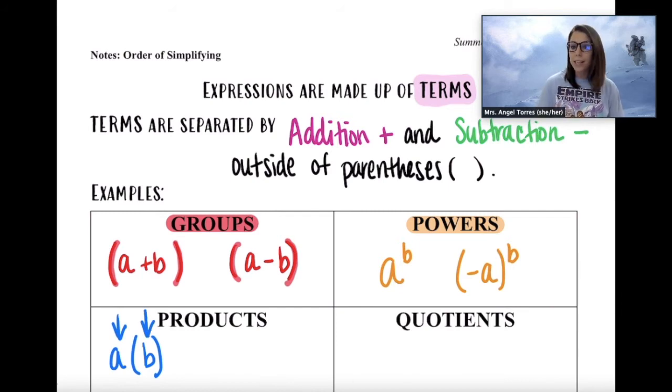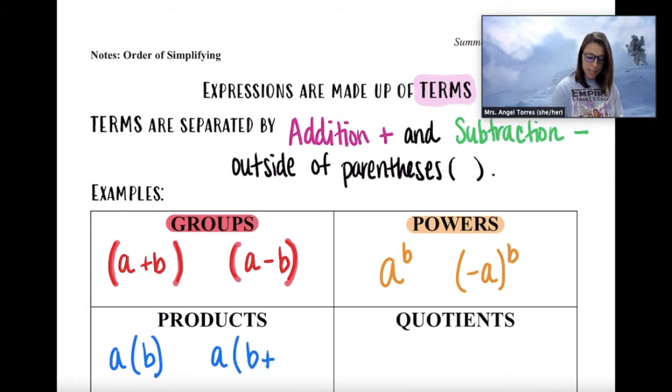So we would read this as A times B. But you can also have a product with a group, something like A times the group of B plus C. And that's another type of term, again, because of those parentheses. So this type of term is called a product, which basically means multiplication.